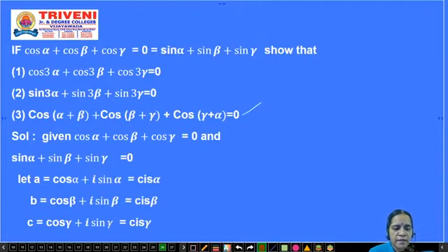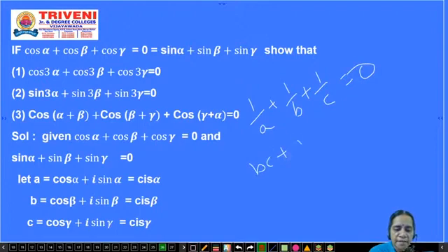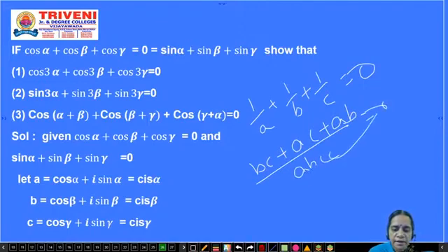Okay, then take the value of cos of alpha plus beta plus cos of beta plus gamma plus cos of gamma plus alpha is equal to 0, that is 1 by A. We have to consider 1 by A plus 1 by B plus 1 by C is equal to 0, that is equal to BC plus AC plus AB by ABC is equal to 0. Then taking this on the right hand side, what do we get here? BC plus AC plus AB is equal to 0.